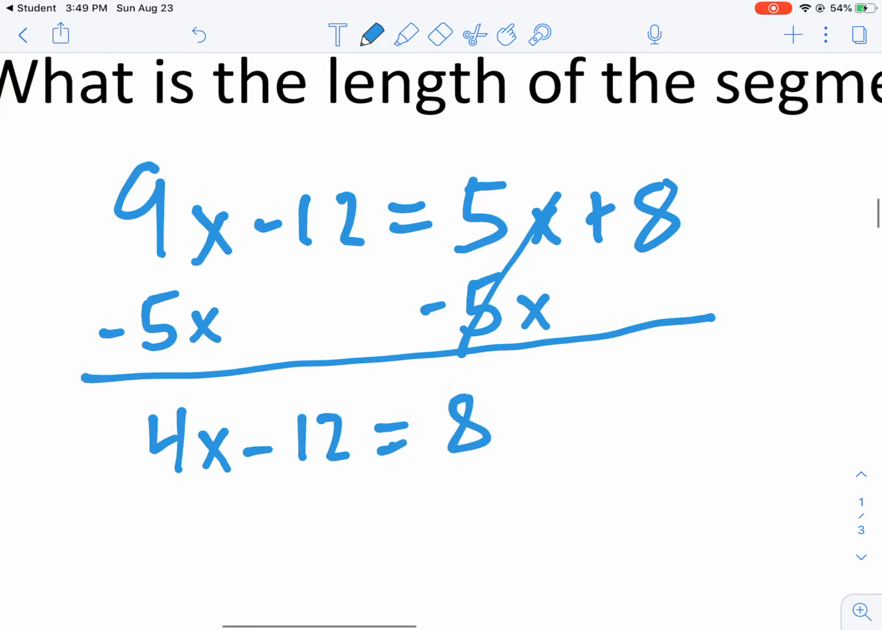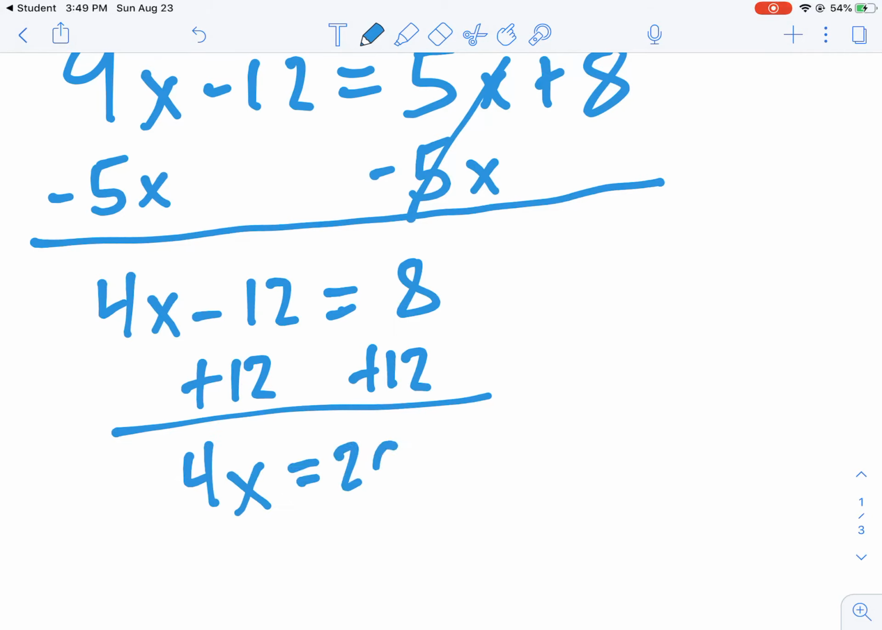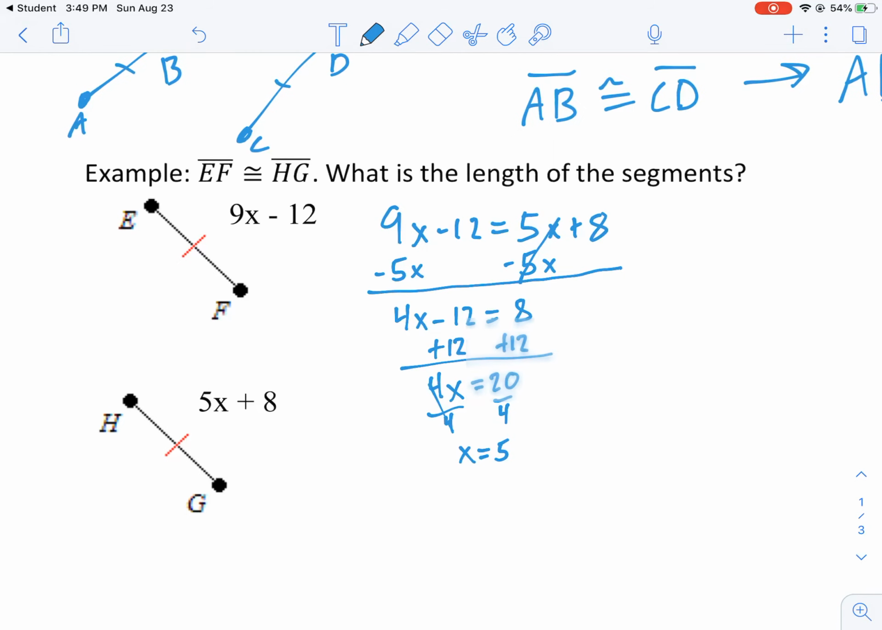And now we can start solving for x. So we're going to add 12 on both sides. So we've got 4x equals 20. Then we're going to divide by 4. And we've got x equals 5. So again, it asked us what is the length of the segment. So now we're going to take that and we're going to plug it back in.